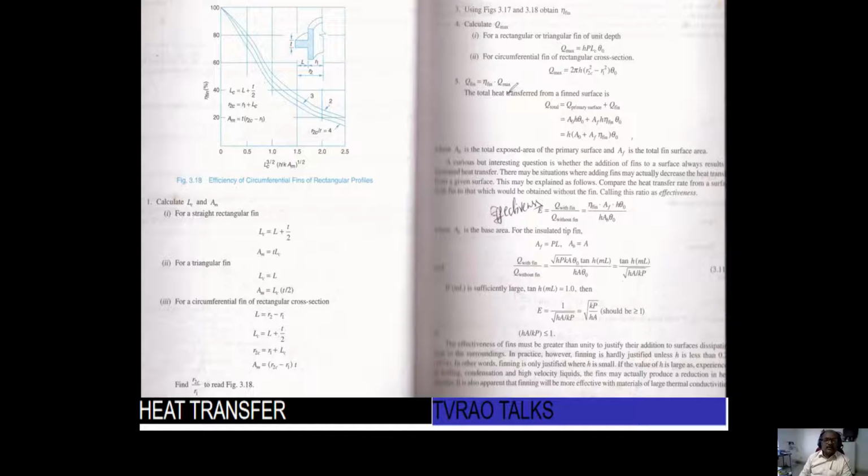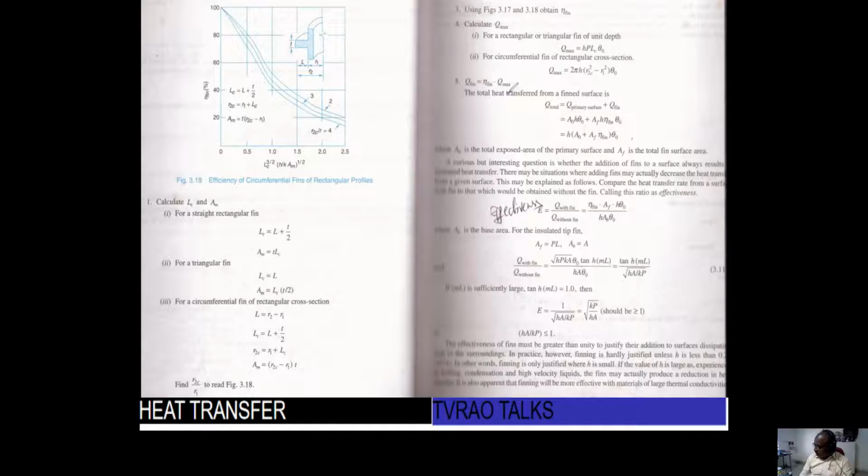So there is another parameter called effectiveness. Effectiveness we can define as the ratio of the actual heat transfer with fin to the heat transfer without fin, Q with fin by Q without fin. So heat transfer with fin is nothing but fin efficiency into Af into h theta 0, divided by hA theta 0.